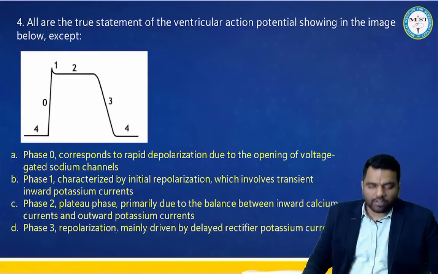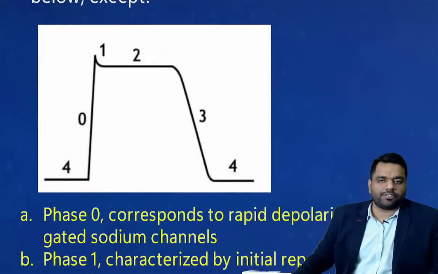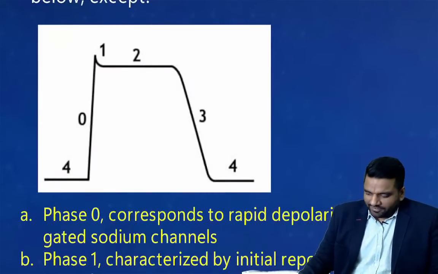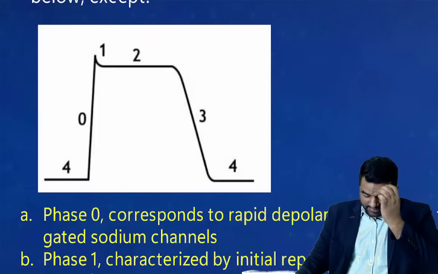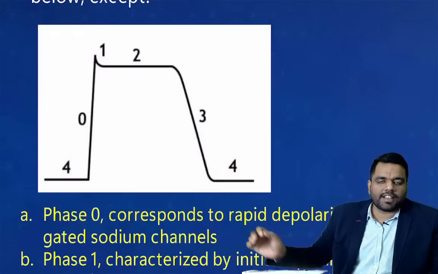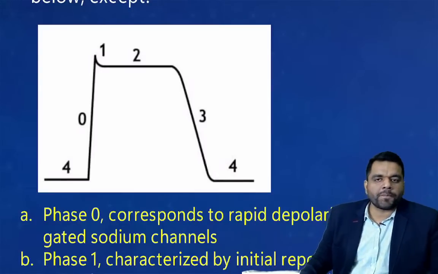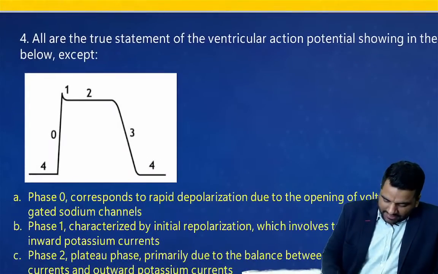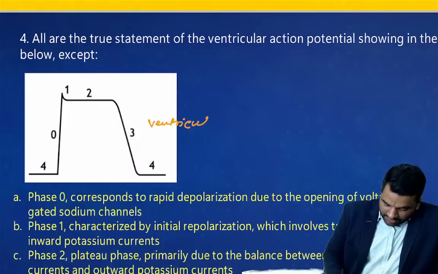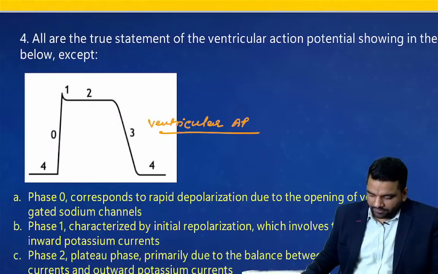Question number 4. Now first tell me about this graph. What is this graph? This graph is from where? Please tell me. Please answer me. Yes, beta. So this is the ventricular action potential graph. Right? Ventricular action potential graph.